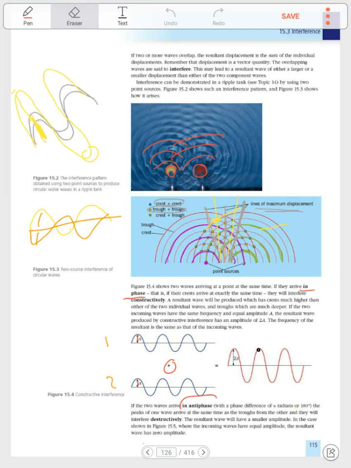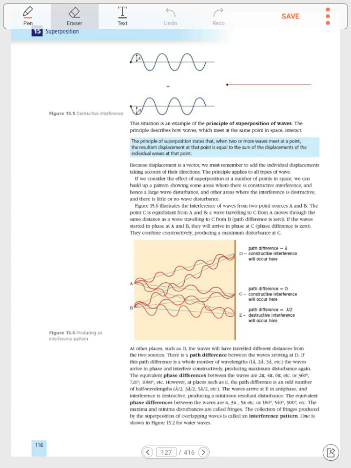It is the total of the two waves. And here the destructive interference. We have two waves in opposite directions, so the total is 0 if the amplitudes are the same. If the amplitude in the upper part is larger than this amplitude, maybe we have a smaller wave here. Okay, so this is an example of the principle of superposition of the wave.